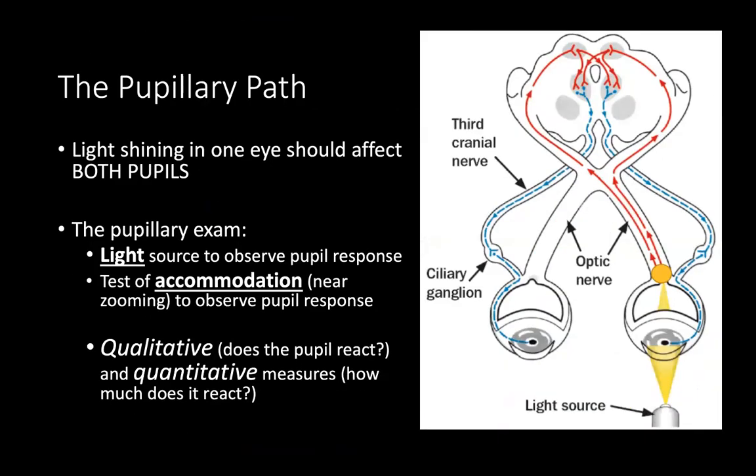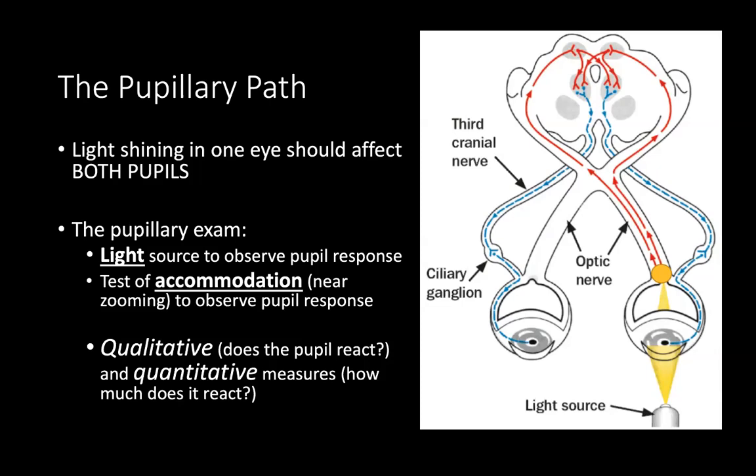This gets complex, but I think it's worth going over because I think it's really important to understand what you're doing when you shine a light in somebody's eye. And as technicians, you'll always be doing this, right? And it's really important. Here's why. The basic principle of the pupillary path is that light shining in one eye should affect both pupils, okay? And here's the gist of it.